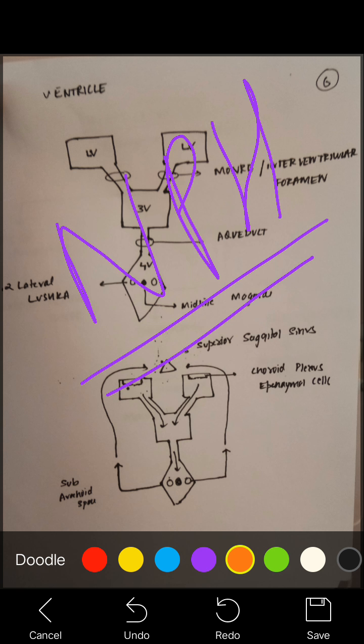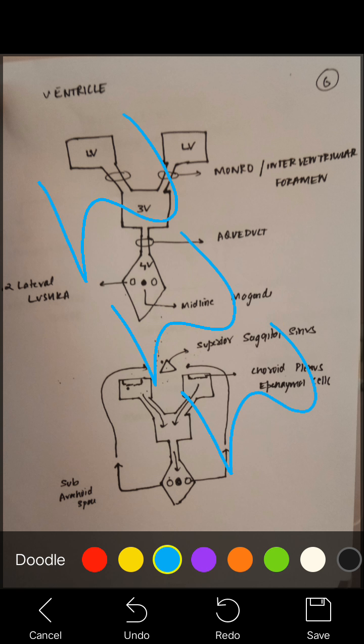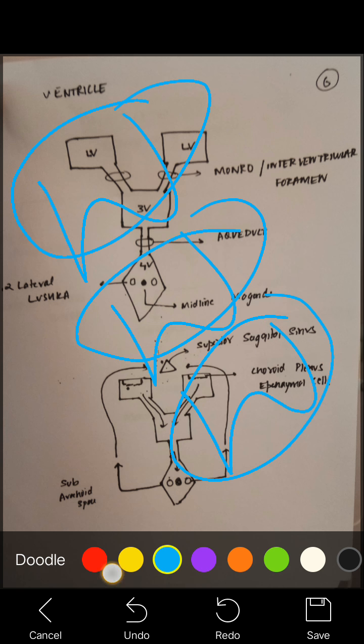The most important feature of this NPH is its clinical features, which is remembered by the mnemonic 3W. It is called wet, wobbly, and wacky. Wet because it comes with urinary incontinence, wobbly because there is ataxia, and wacky because there is cognitive dysfunction.